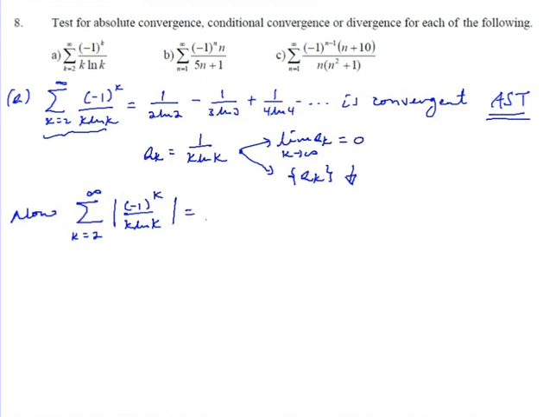So this is exactly the same as the summation, k starts from 2 up to infinity, of 1 over k ln k. So this series is divergent using the integral test. This is divergent by the integral test.